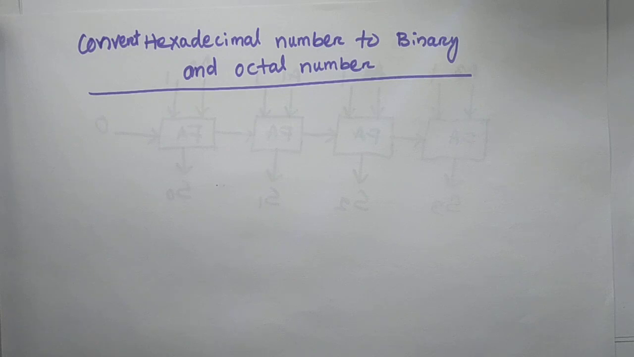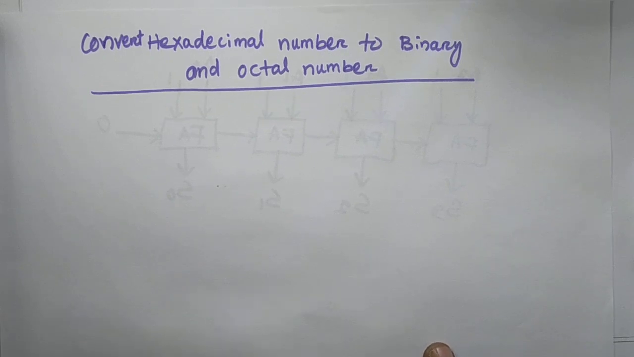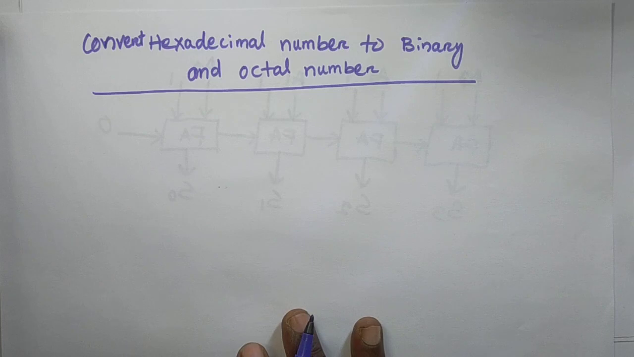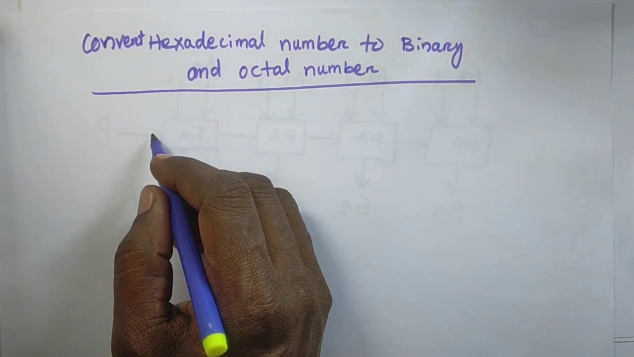Hello friends, today I will discuss another problem: convert a hexadecimal number to a binary number. Both binary and octal numbers. How do we convert a hexadecimal number to binary and octal? I will give you an example, then we will discuss how to do it. A very simple way. I will take one example, and after that I will describe how it is converted.